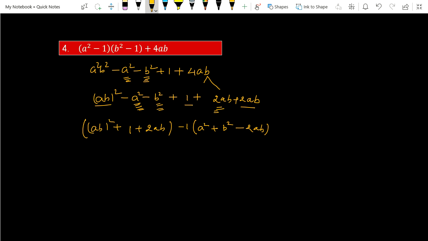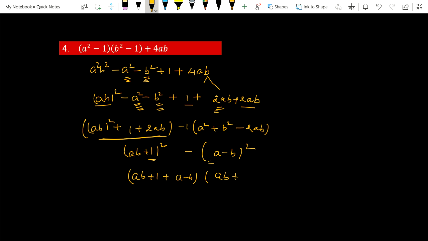So we are finding here, actually this is the expansion of a minus b the whole square, minus as it is, and it is actually ab plus 1 the whole square's expansion. So now we find difference of squares again, we can apply it here. So the first factor should be ab plus 1 plus a minus b, and the second factor should be ab plus 1 minus a plus b.